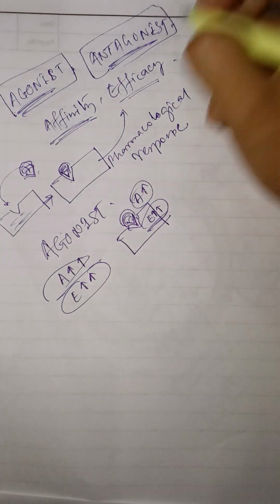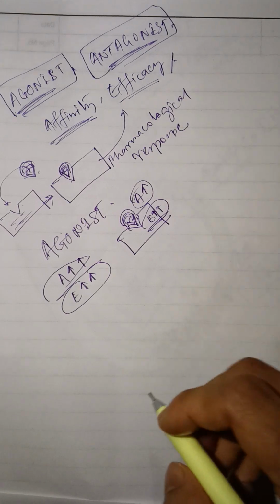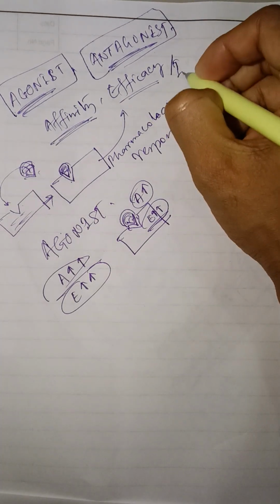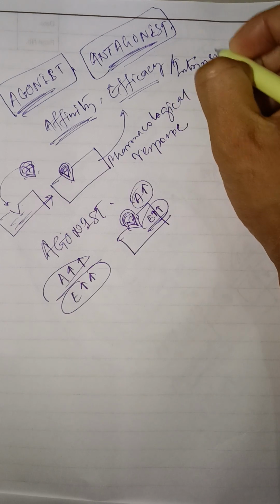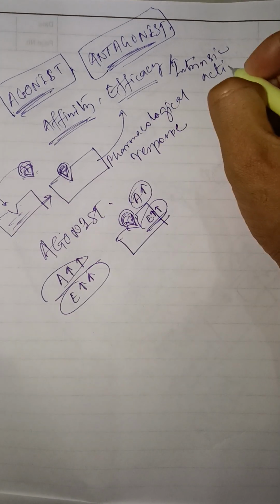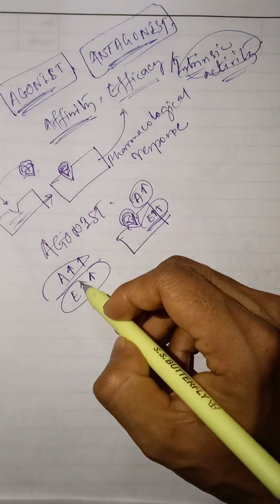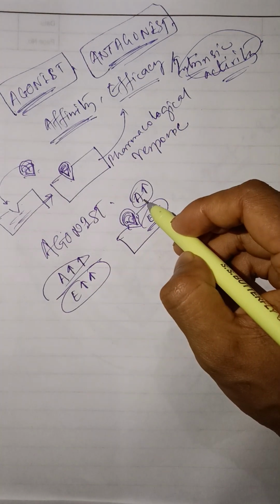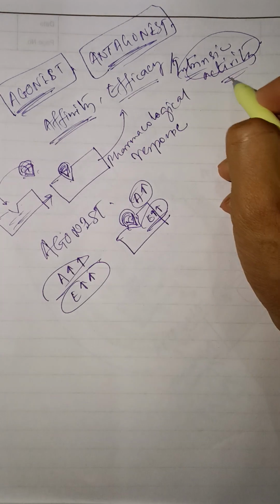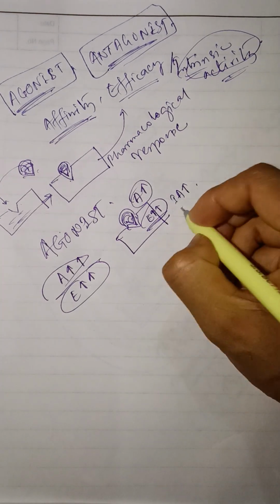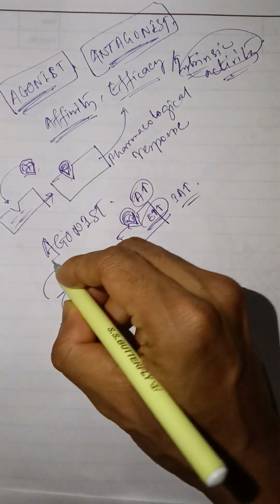Remember one thing, the efficacy is sometimes also called the intrinsic activity. Some people will say it like this also, that agonists have more affinity and they will have more intrinsic activity. Now this is in the case of an agonist.